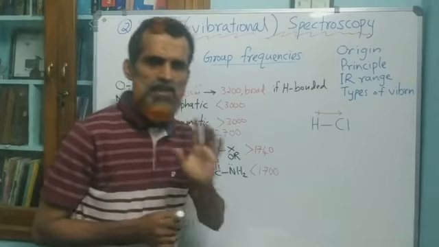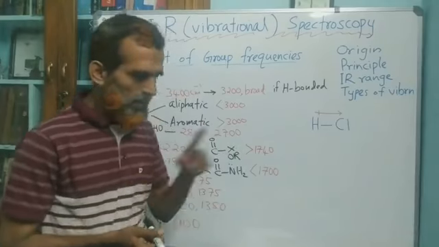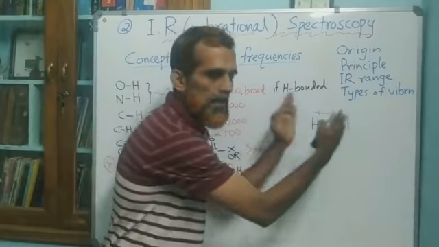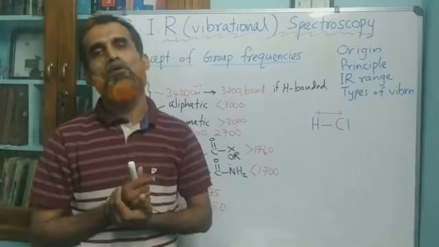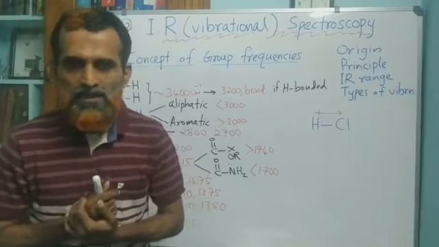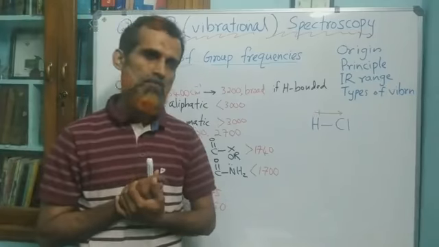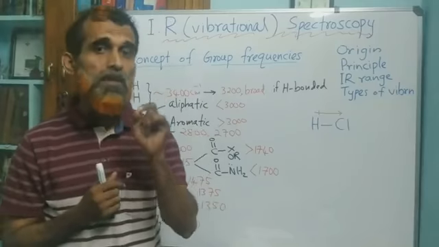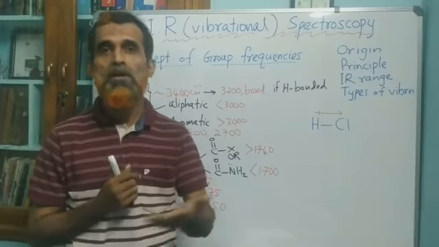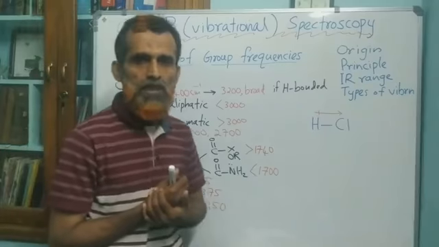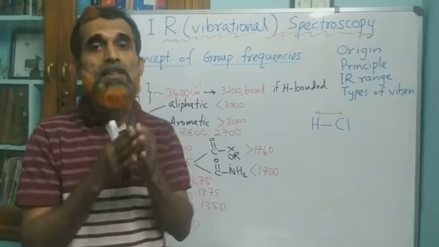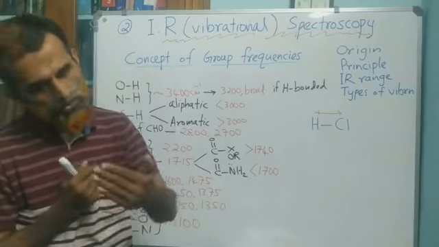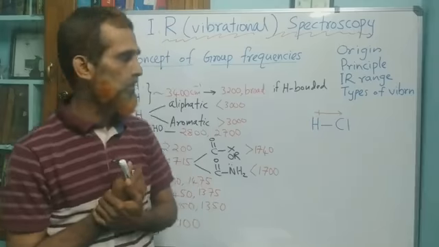Say that HCl is a polar molecule. So this vibration will create a change in dipole moment. So remember, the necessary and sufficient condition for a molecule to be IR active, or to give an IR spectrum, is that vibration should be accompanied by a change in dipole moment. That's called the selection rule, the gross selection rule.